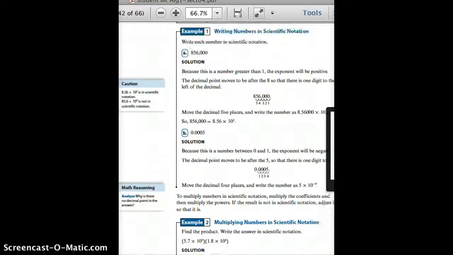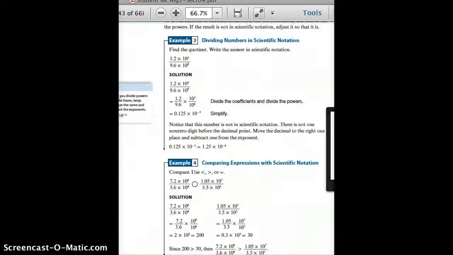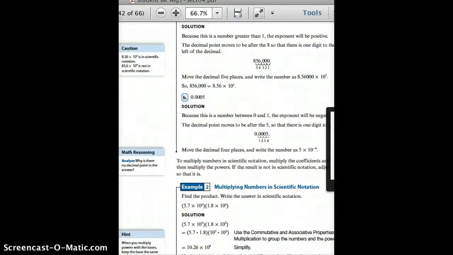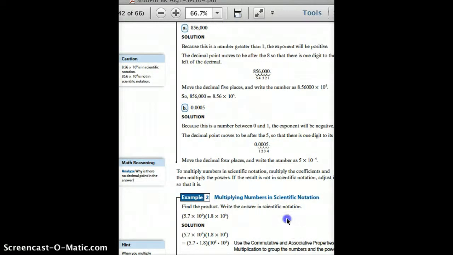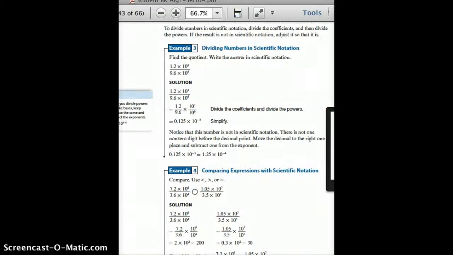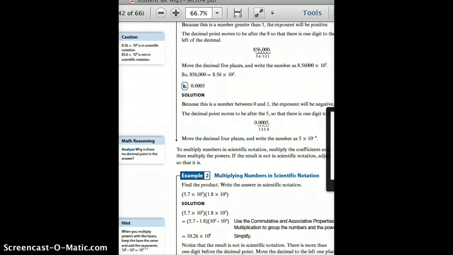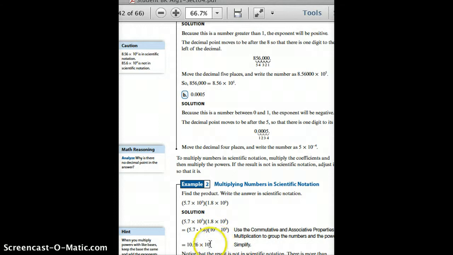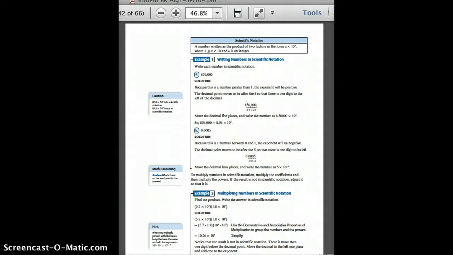Times 10 to the 9th power, okay? Times 10 to the 9th power.